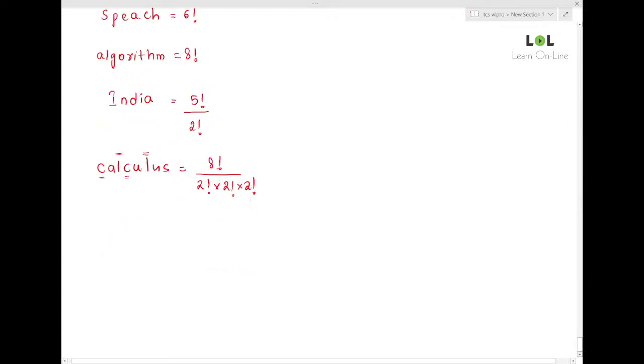We'll take one more example. Let's say engineering. What is the word? Engineering. Observe. Now you tell me what happens here. Totally how many letters are there? 11 letters. What can I do? 11 factorial divided by E repeated 3 times, which means 3 factorial. N repeated 3 times, once again 3 factorial. I repeated 2 times, that is 2 factorial. And G repeated 2 times, 2 factorial. That will be my final answer.